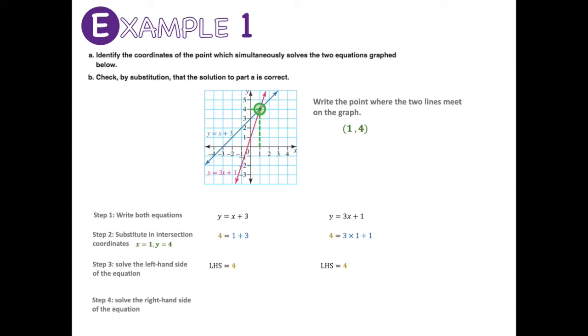Solving the right-hand side of my equations. For the first equation, right-hand side is 1 plus 3, which is equal to 4. For the second equation, the right-hand side is going to be 3 times 1 plus 1, which is equal to 4. So the last step, step 5, is to check that all sides are equal, which in this case, they're all equal to 4. So the solution is correct.